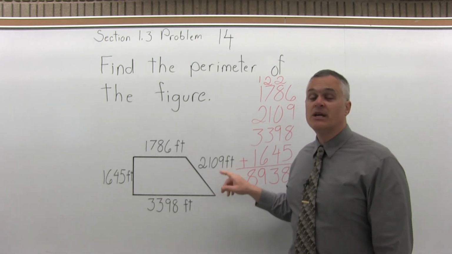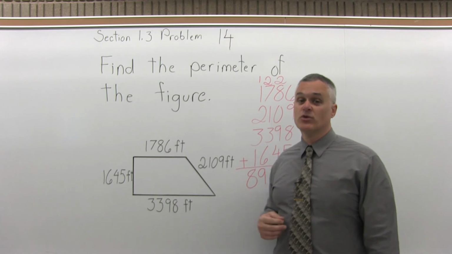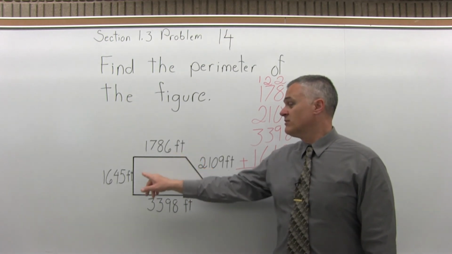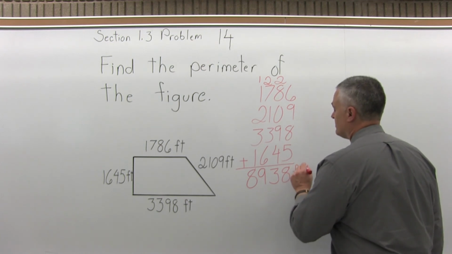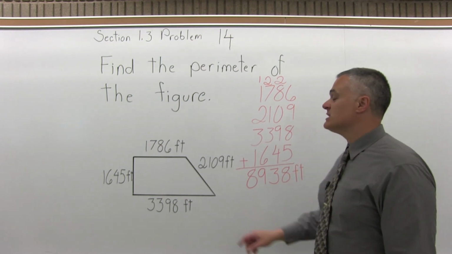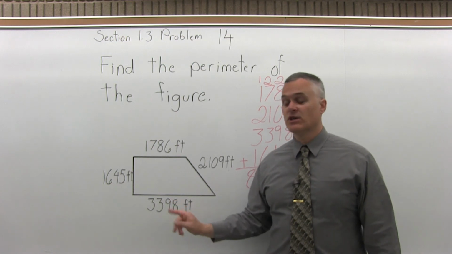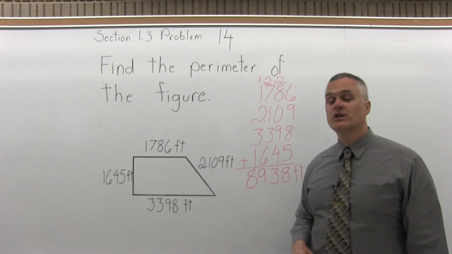But to do a good job, you really should pay attention to the units of measure that are given in the problem and use the same units of measure when you give your answer. The units of measure that are given in the problem are feet. So my answer is in terms of feet. So the answer is the perimeter, or distance around the given figure, is 8,938 feet.